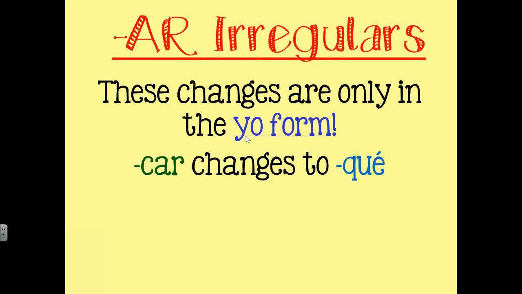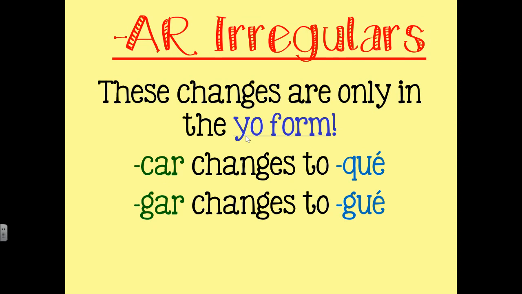The first set of words that are irregular in the yo form only are verbs that end with car. Verbs that end with car in the preterite tense, or the past, will change to que, Q-U-E. Think for a second if you can think of a word we've learned that ends with car. Like take out the trash or play the piano: sacar la basura or tocar la guitarra. Both of those verbs end with that.